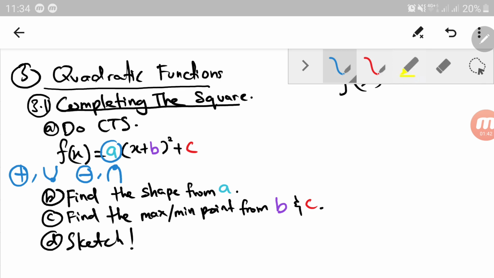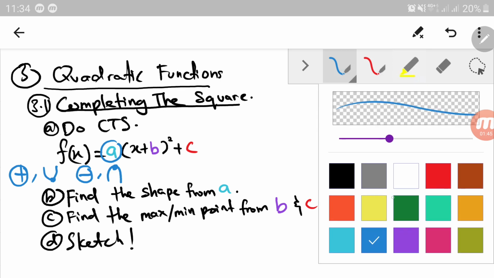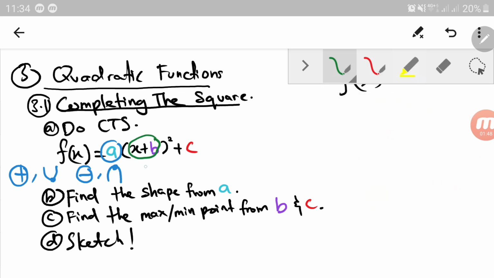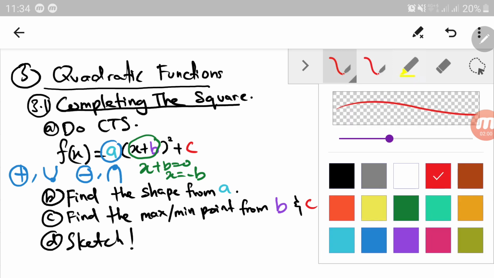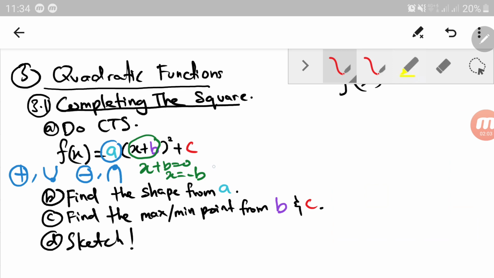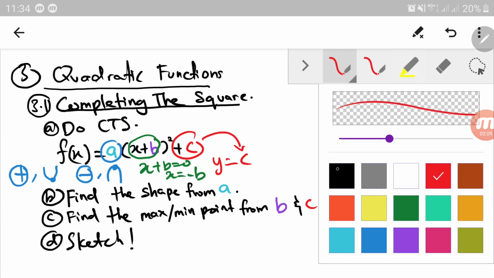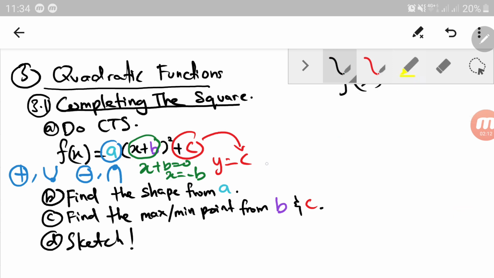So how to get the coordinates for the point? Simple. First we equate x plus b with 0, and then we get x, so it's minus b, from this example. And then for y, you just bring whatever value you get here. So the coordinate for this point in this example is (minus b, c). After that we sketch according to the points, the curve and the shape of the quadratic function that we get.